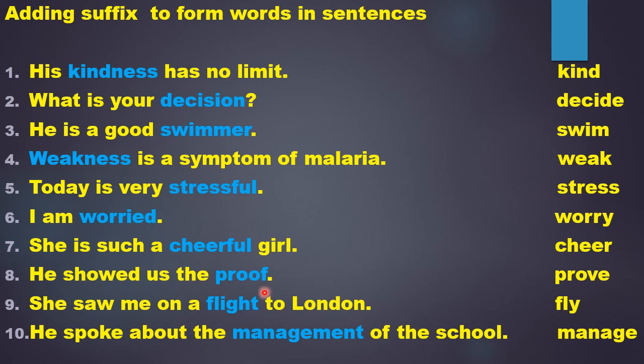Number eight says he showed us the proof. Then prove was changed to proof. Number nine says, she saw me on a flight to London. Fly was changed to flight. So you have a suffix attached at the end of the base word. Remember I mentioned the letter y, which is a semi-vowel or semi-consonant, but then it was changed to letter i. Then number ten says he spoke about the management of the school. Manage was changed to management.